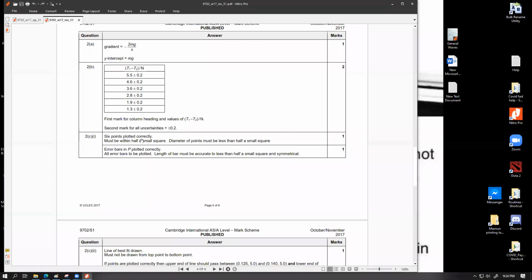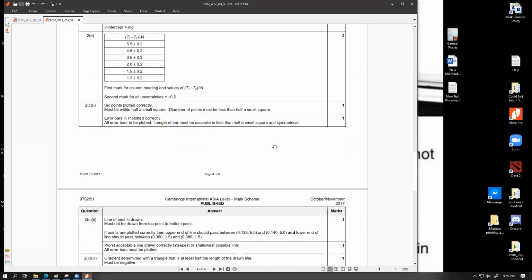6 points labeled and plotted correctly must be within half a small square, and the diameter of points must be less than half a small square, which means you cannot make blobs. That's where the dot circle comes in. The dot should be a sharp dot, and the circle should be around it. The circle doesn't represent the dot. The circle is a highlighting equipment to signify the location of the dot. Error bars in P plotted correctly. All error bars to be plotted. Length of bars must be accurate to less than half a small square and symmetrical.